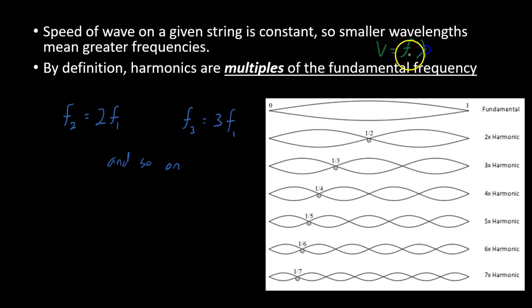V equals f lambda for a given string. Which means if I have wavelength getting smaller and smaller, the frequency must be getting bigger and bigger. Let's look at the first harmonic, that fundamental.